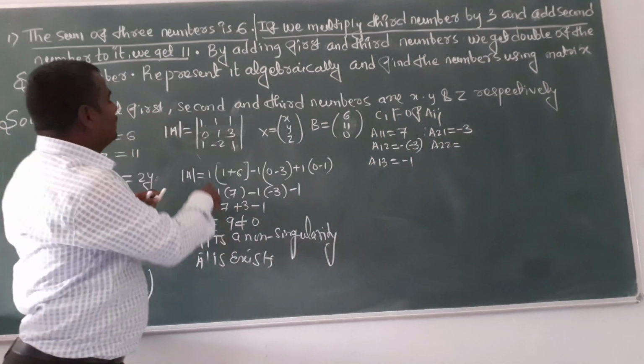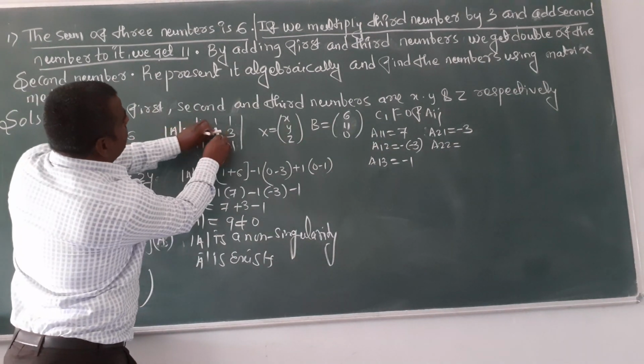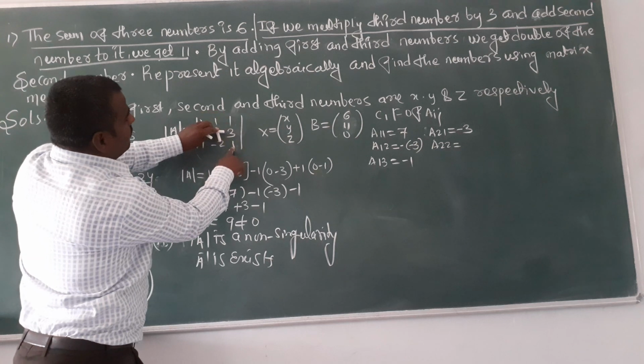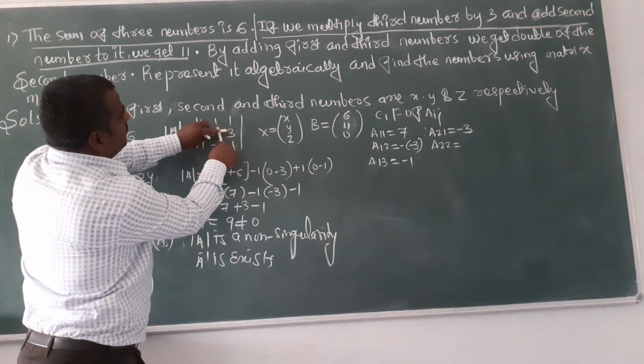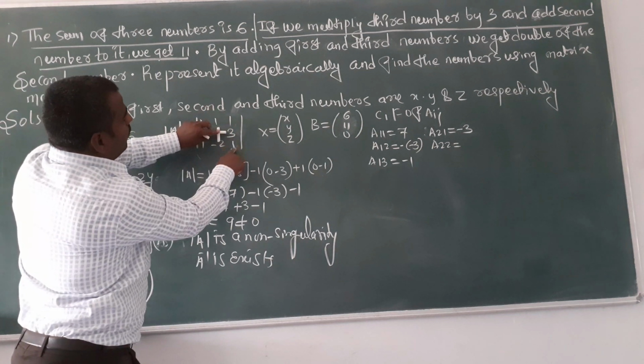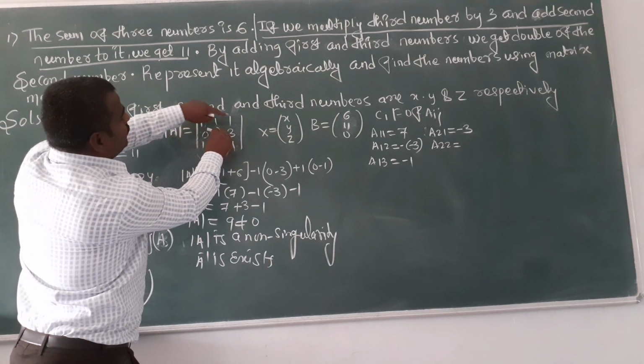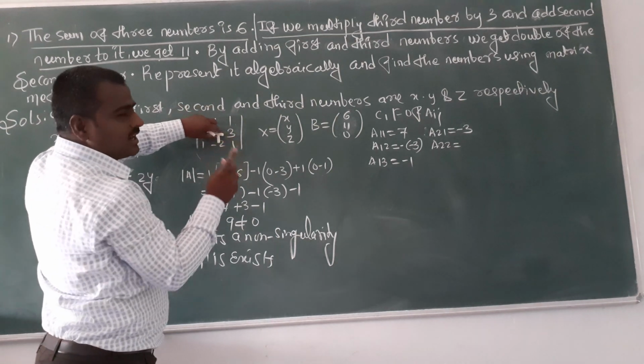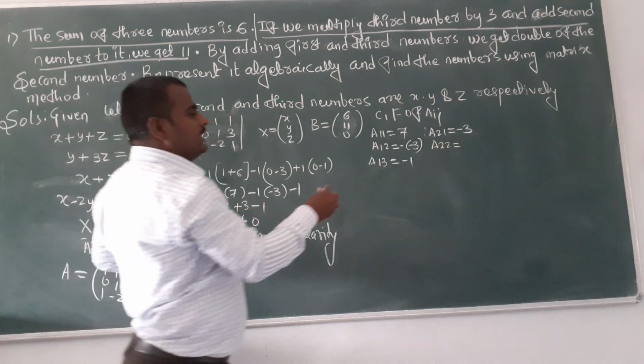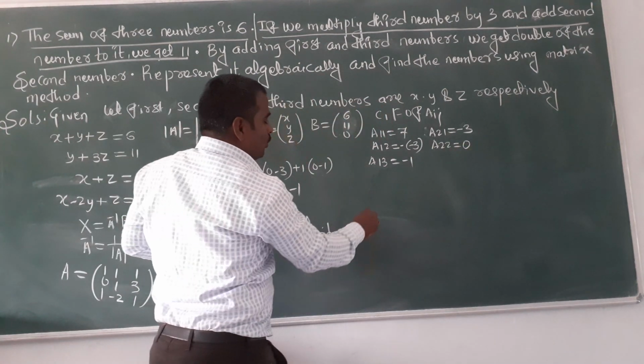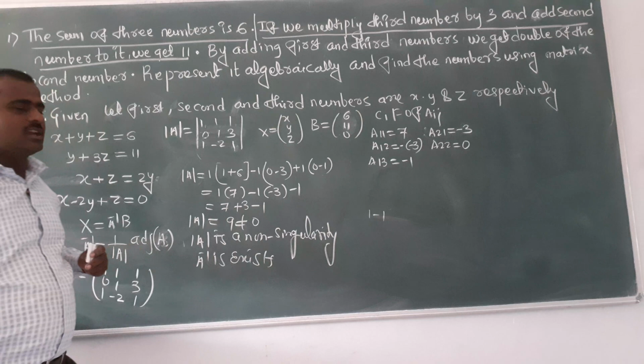Where you are, you are here. Close this row and this column. 1 into 1, it means what? 1 into 1, 1. Right? Shall I write 0? So it expresses 0. So 1 minus 1 happens. So then we can write.